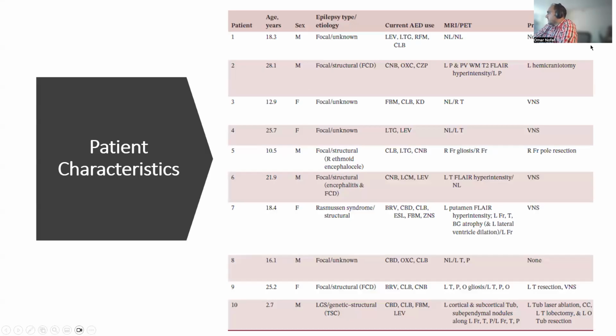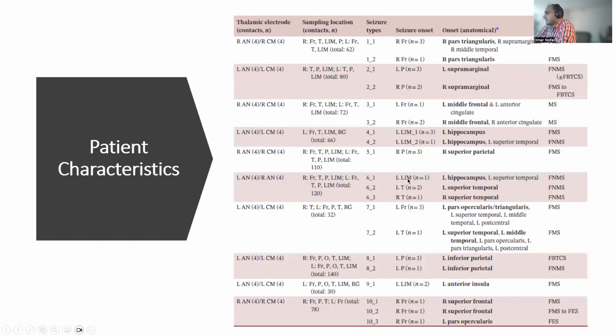As you can see from the patient characteristics, these are the 10 patients. There were different etiologies for their epilepsies, including unknown etiology, FCDs, Rasmussen, and even a patient with tuberous sclerosis. So it's a heterogeneous population, which is also one of the limitations of the study, with various prior surgeries, including VNS, craniotomies, or resection surgeries. They are refractory, on multiple anti-seizure medications, with different findings on MRI and PET scan.